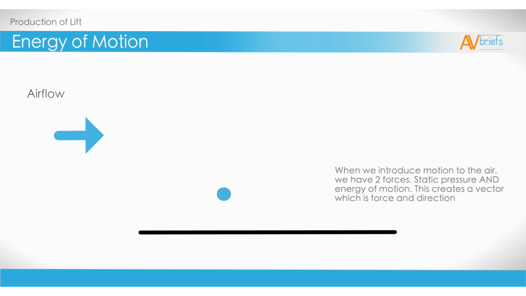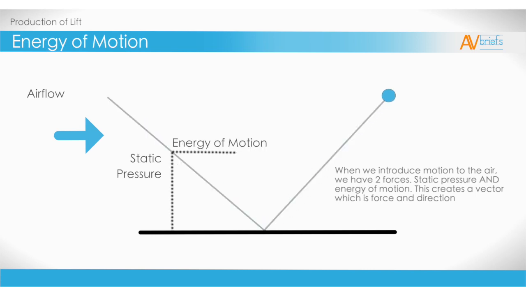This creates a vector. A vector is a name for something that has both force and direction. Our vector has both static pressure, which is acting as the force against the surface, and energy of motion, which is acting as the direction.